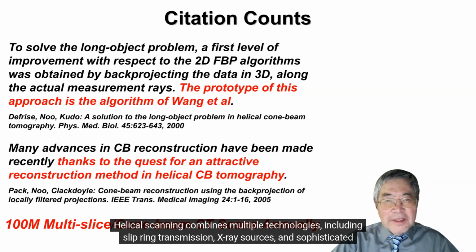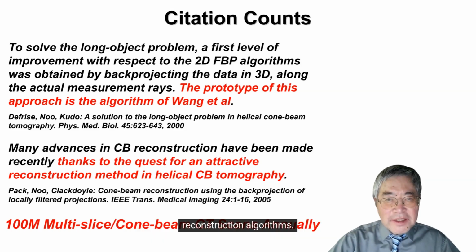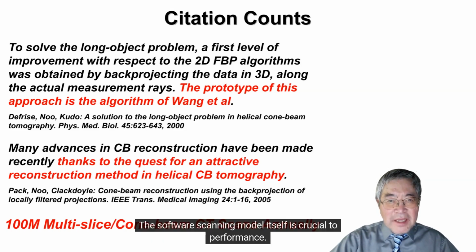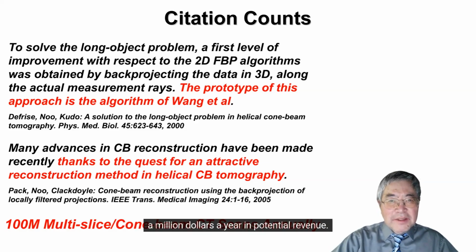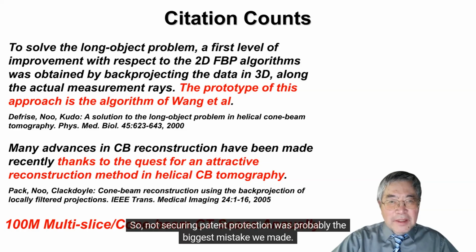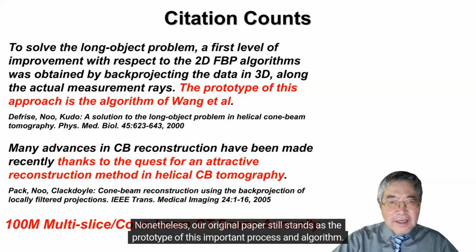Helical scanning combines multiple technologies, including slip ring transmission, X-ray sources, and sophisticated reconstruction algorithms. The software scanning model itself is crucial to performance. To put it in perspective, even if each scan were worth only 1 cent with 1 million scans annually, that's $1 million a year in potential revenue. So not securing patent protection was probably the biggest mistake we made. Nonetheless, our original paper still stands as the prototype of this important process and algorithm.